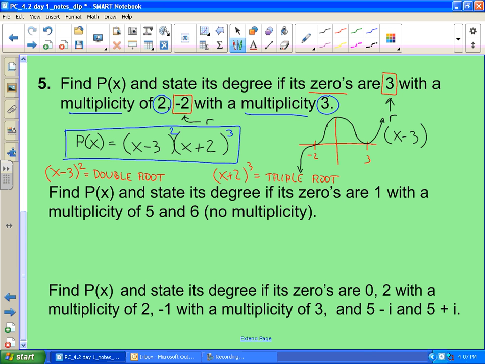Triple roots, I flatten out at the x-intercept. Double roots, even roots, I will bounce off of them. So odd roots I go through, even roots I bounce off.